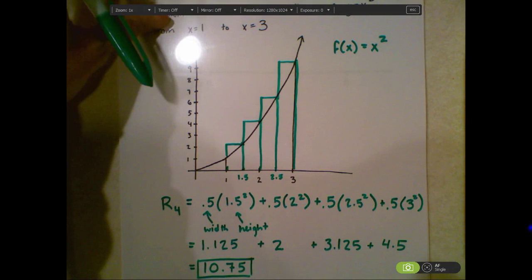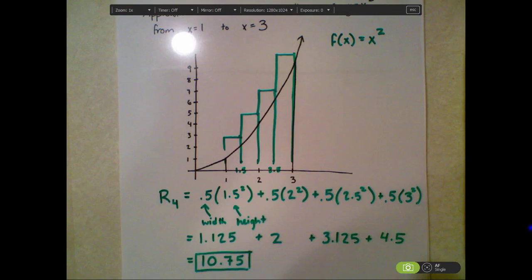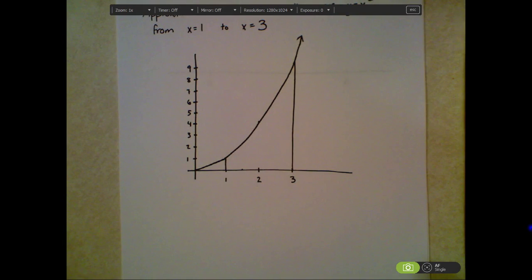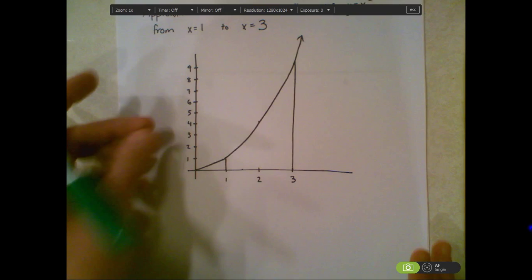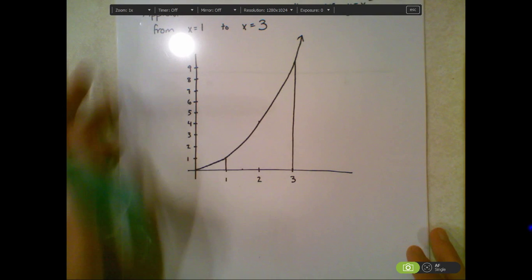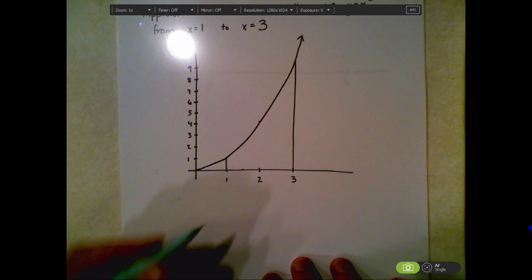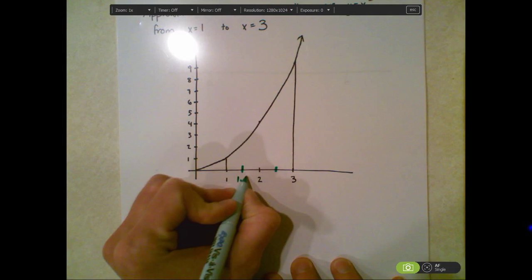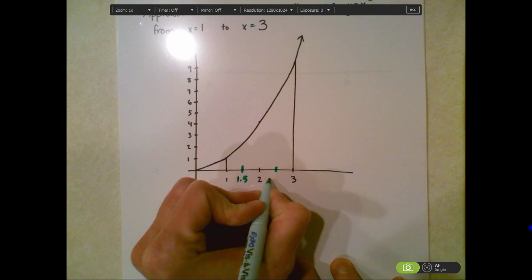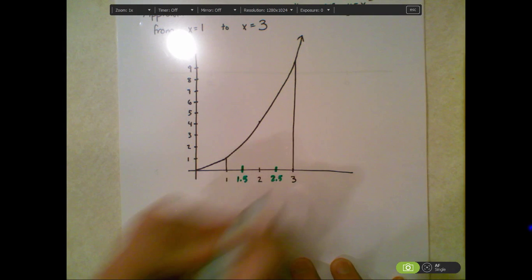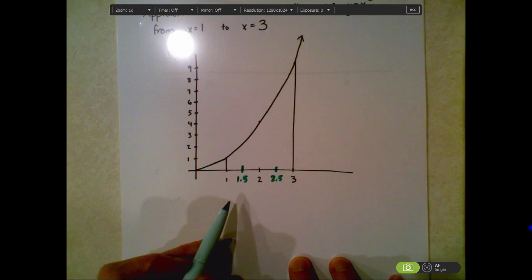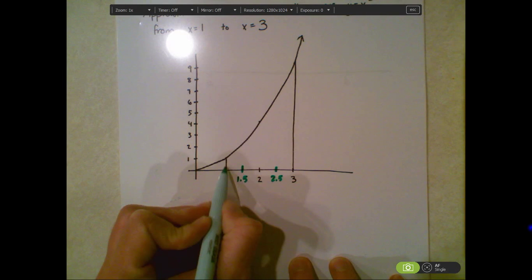And the second time, we're instead going to look at the left endpoints. So the notation follows really similarly, right? Let's redraw our picture. So again, we're going to break it up into 4 equally spaced intervals at 1, 1.5, 2, 2.5, and 3. But instead of taking the right endpoint as the height of each of these rectangles, I'm going to take the left endpoint as the height.